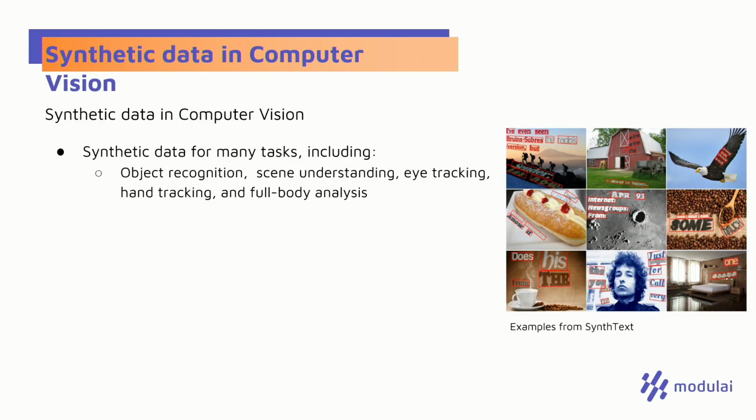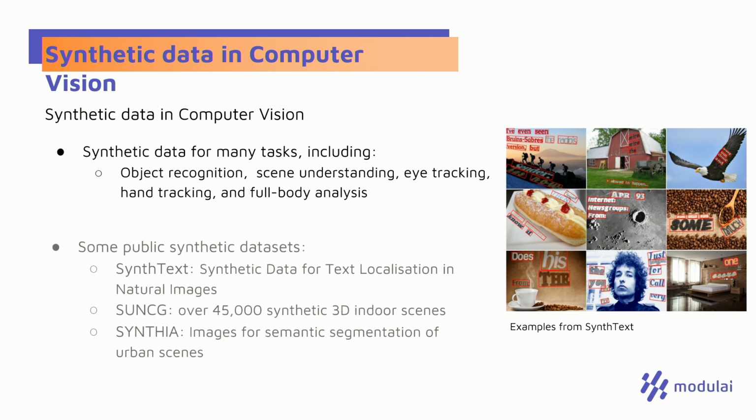Synthetic data in computer vision is already applied to many different applications. For example, object recognition, eye tracking, and full body analysis. And there are also some open source datasets available that are created only with synthetic data. One of the most famous ones is SynthText. You can see it in the image. SynthText is a dataset where they have randomized text and placed it in backgrounds from different sources. And this is mainly used for text localization.